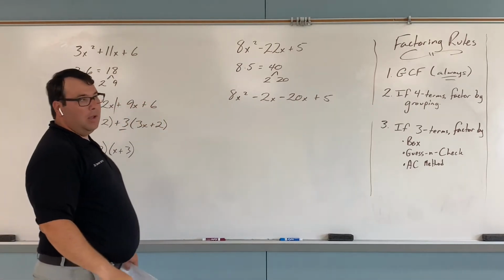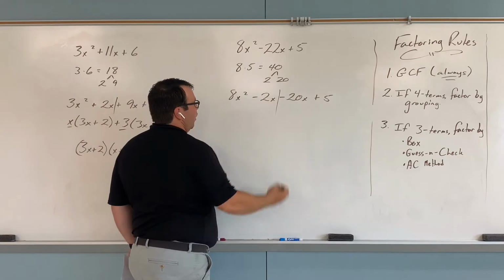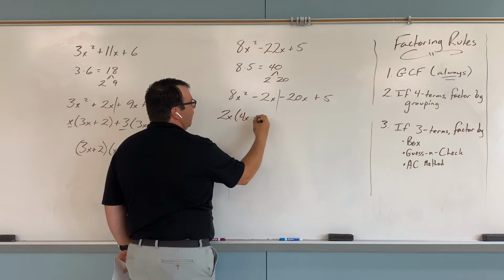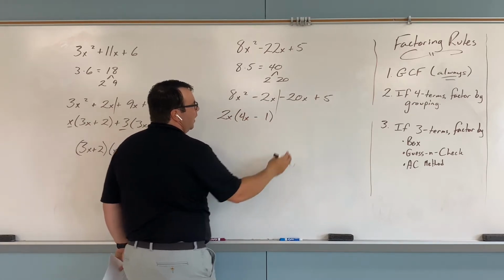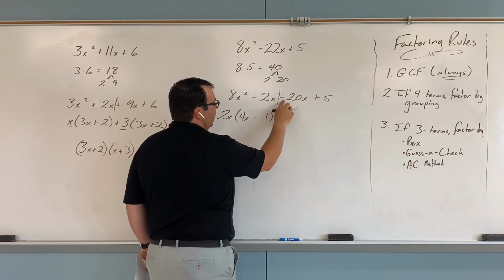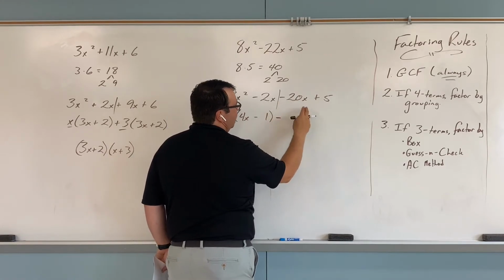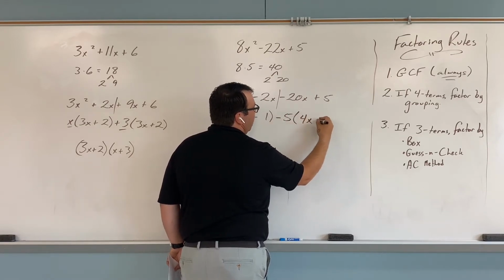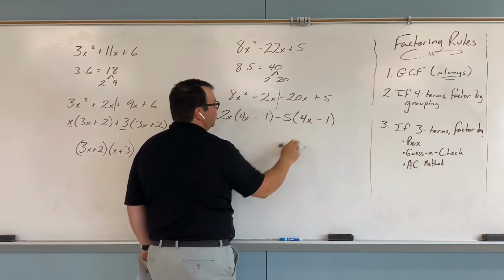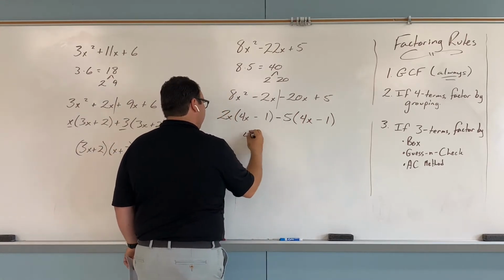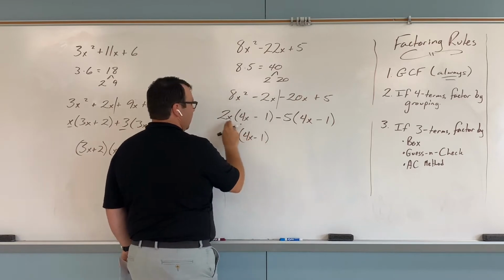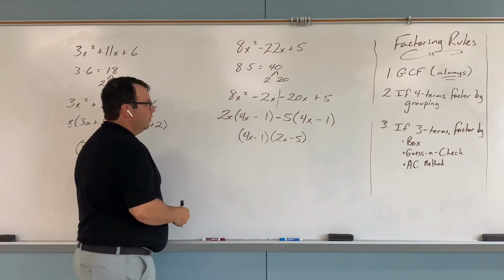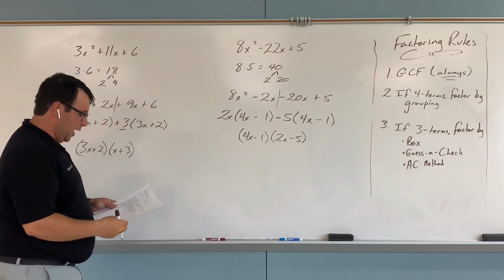All right, I'm going to play some Fruit Ninja. I can pull out a 2x over on this side. That leaves me 4x minus 1. I want a sign change here, so I'm going to pull out a negative. That leaves a common term of 5 between these, so I can pull out a 5. That leaves me a 4x minus 1. Remember, you had a sign change. I can then pull out my 4x minus 1. You have 2x minus 5 left over. And that is your factored form yet again.